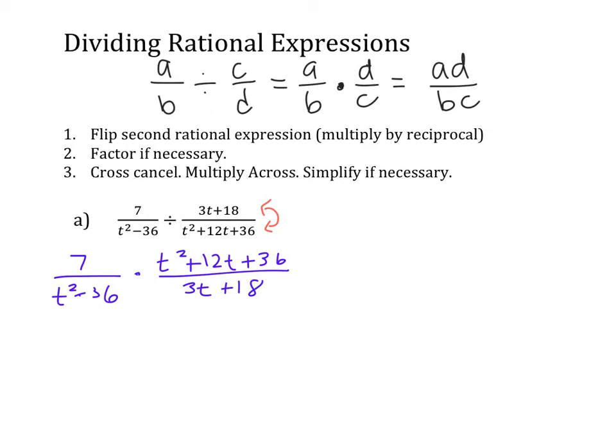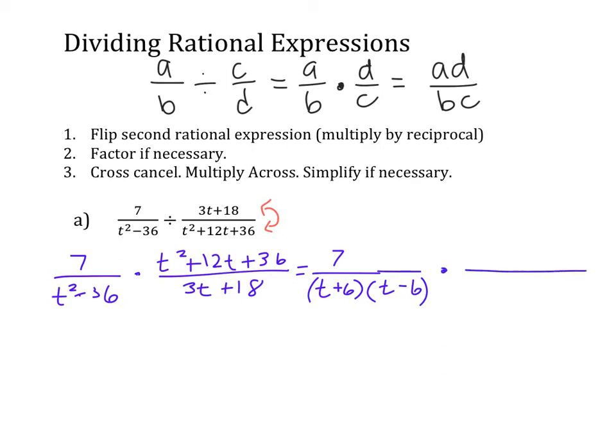Okay, flip the second one. Next thing I want to do is factor each of them. So we have t squared minus 36. I'll use the difference of squares. This is going to be t plus 6 times t minus 6.